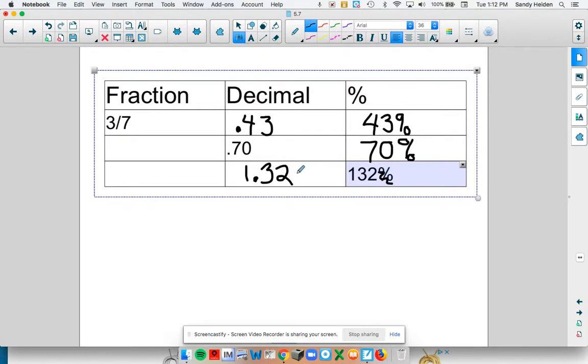So now to go to the fraction, this is going to be 70. And it's in the hundredths place. Tenths, hundredths. 70 over 100. This is 1 and tenths, hundredths. 32 over 100.